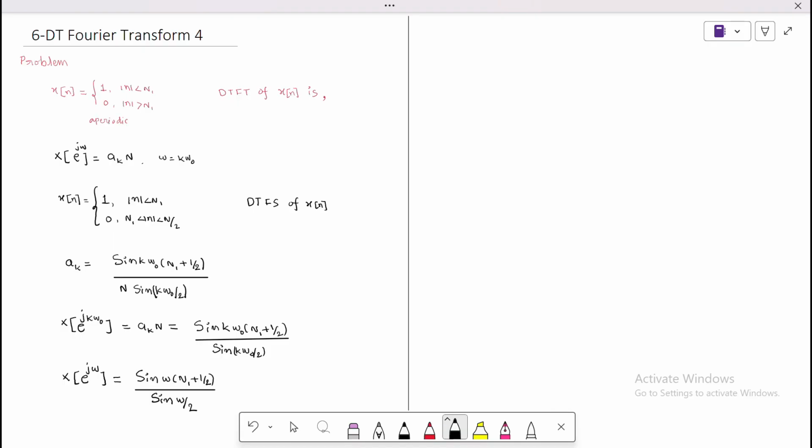Next class, we will discuss the properties of the discrete time Fourier transform. Thank you.